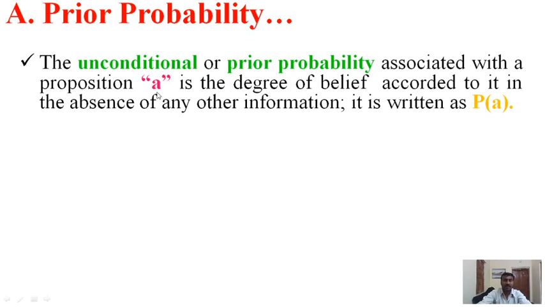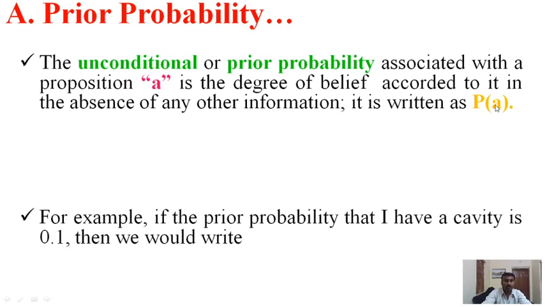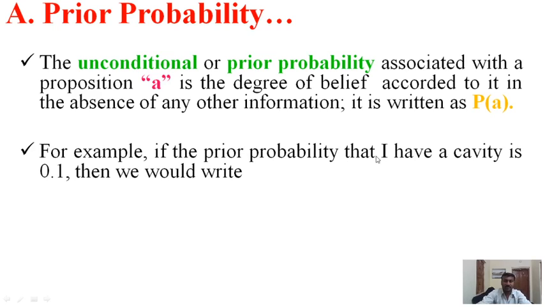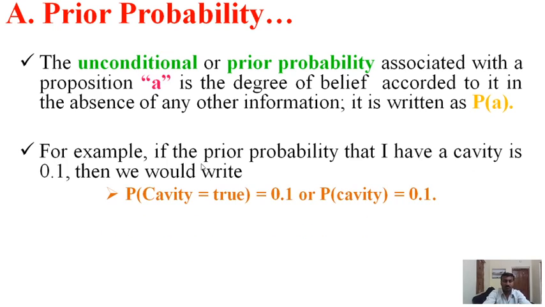Here A is an unknown variable, and such values we represent with small variables. So probability of A: we don't know what A is. It is unconditional or prior probability, so that's why we represent it as probability of A. For example, if the prior probability that I have a cavity is 0.1, then we would write P of cavity is equal to true is 0.1, or we can write the same as probability of cavity is equal to 0.1. In this manner we can write the concept.